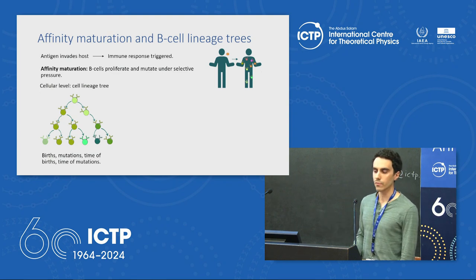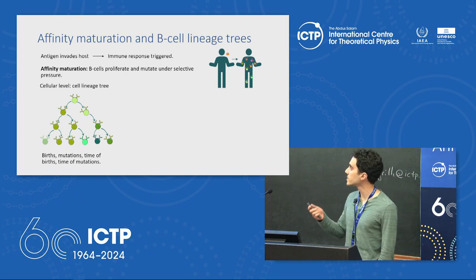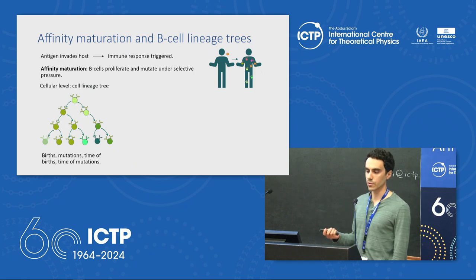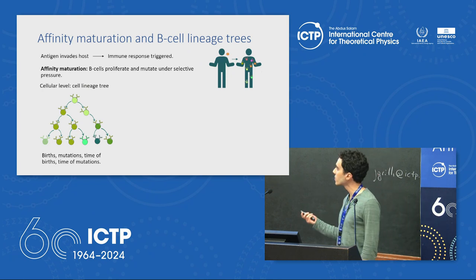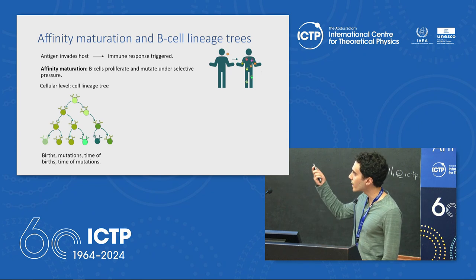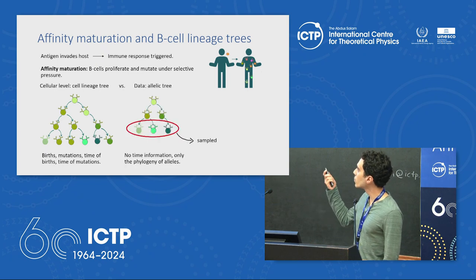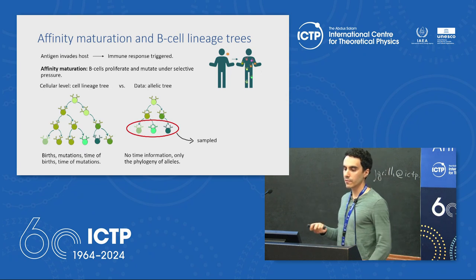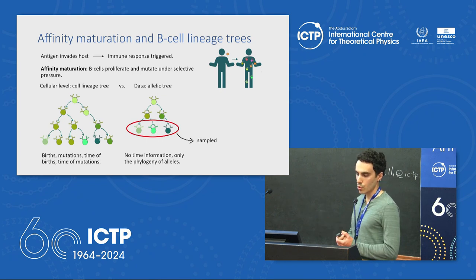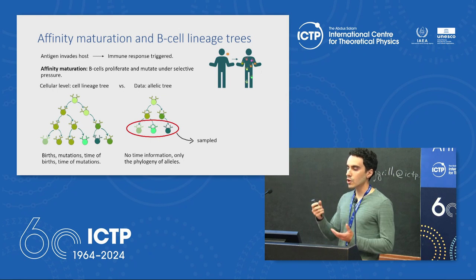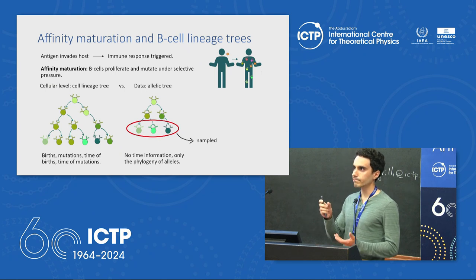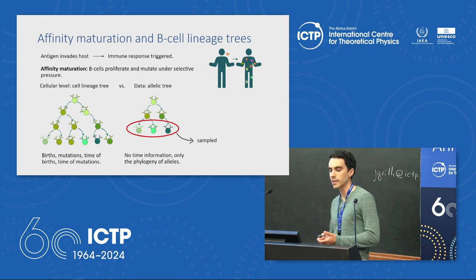There's basically two ways of representing this process. The first is through something called a cell lineage tree, which contains information about all the births and all the mutations that occurred during the process, as well as the times at which they occurred. Unfortunately, when we study affinity maturation, we, in general, don't have access to all this information. In general, what one will do is sample a set of B cells from a host at a given time, and from these infer an allelic tree, which is a phylogeny of all the unique alleles that were part of the sample. And this is a much reduced version of the cell lineage tree, and it doesn't have any information about the times.